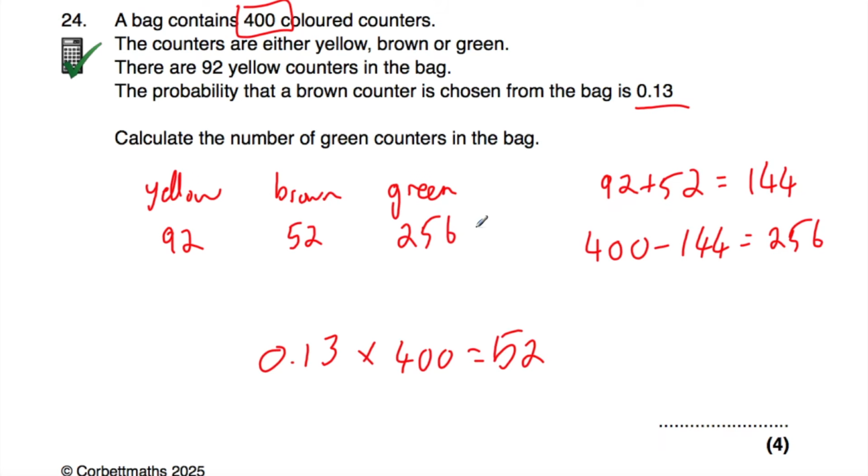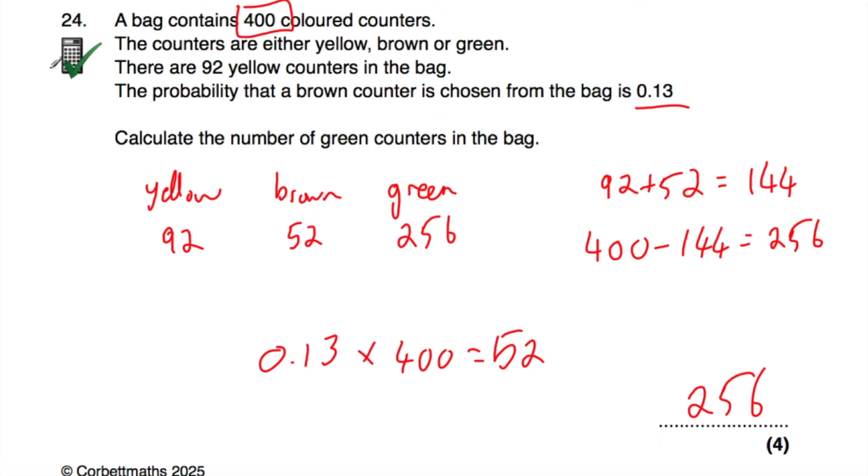And that's it. So I think the key part in this question is realizing that if you take the probability of a brown counter, which is 0.13, and you times that by how many counters are in the bag altogether, that'll tell you how many brown counters there are in the bag, which is 52. And then you can add the 92 yellow counters and the 52 brown counters together, take that away from 400, and that'll tell you how many green counters are in the bag, 256.